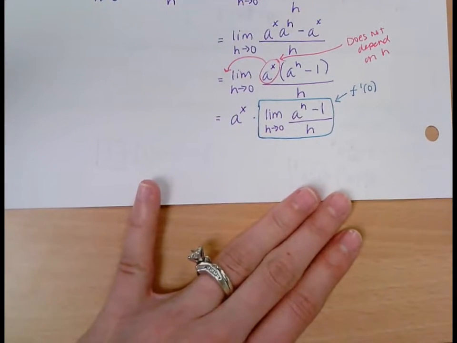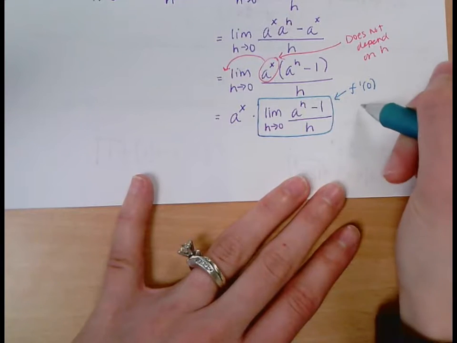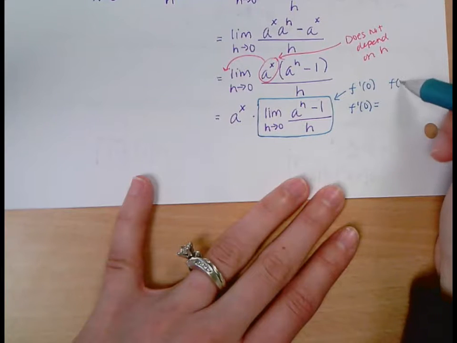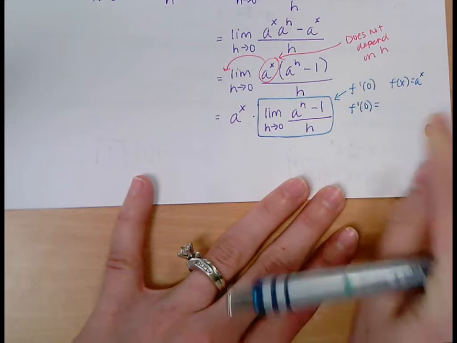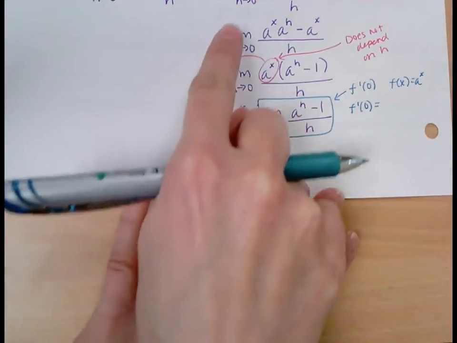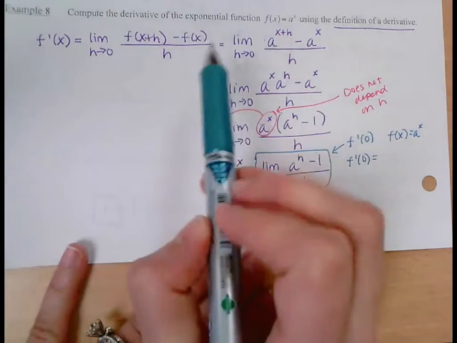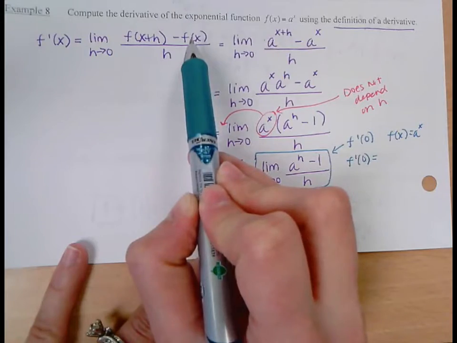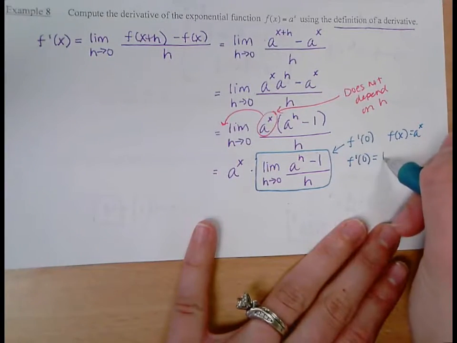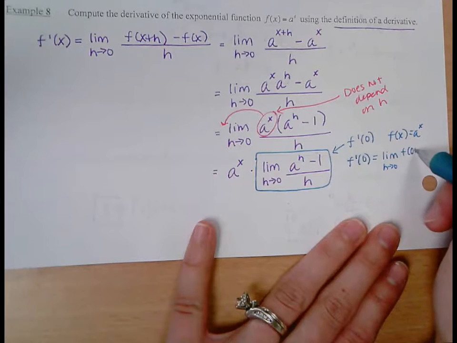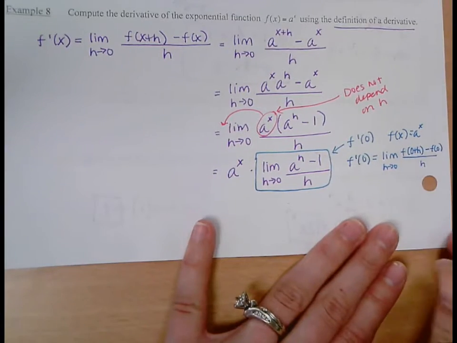The derivative at 0. So as a side note, if I gave you f of x equals a to the x and I asked you to find f prime of 0, that means going back up to this definition, the x's here would be zeros. So I would be finding the limit as h approaches 0 of f of 0 plus h minus f of 0 all over h.